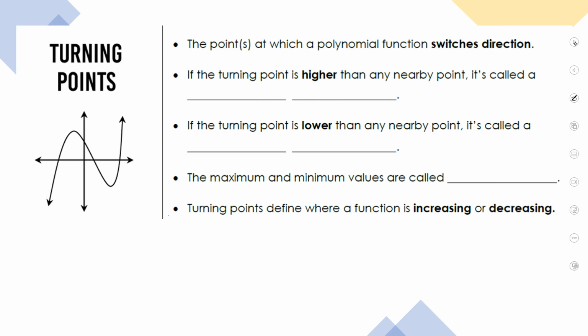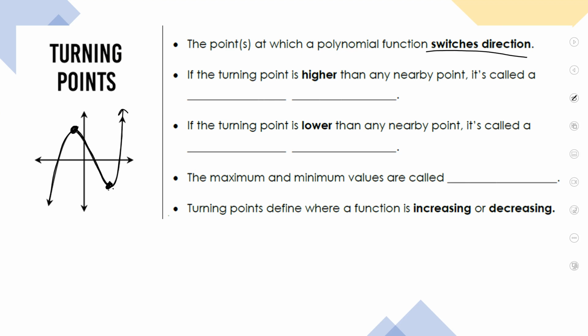So let's talk about turning points. Turning points are the points at which the polynomial function switches direction. So notice, guys, if you follow my pin, it's increasing, and then it gets here, and then it starts decreasing. So right here is a turning point. It was increasing up until that point, and then it drops. Then it's decreasing, and right here at the bottom, it changes direction, and it goes up from there. So these 2 points are my turning points, okay?